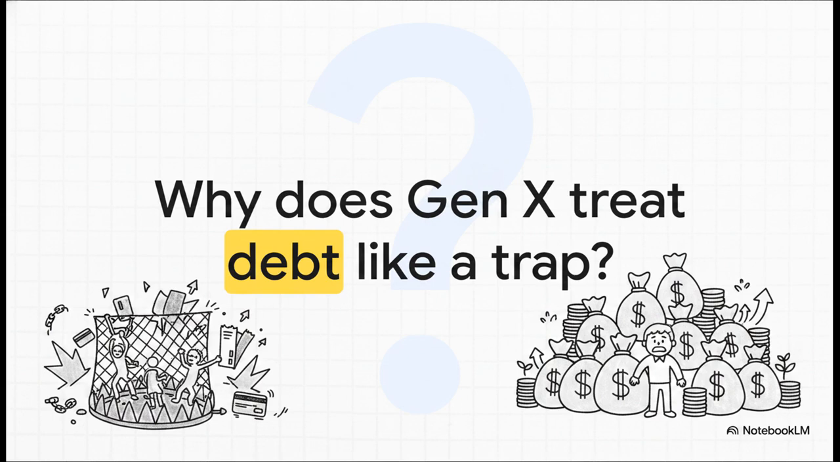So let me pose a question to the class. Why do Gen Xers treat debt like a trap and stockpile cash like doomsday is literally next week? It's a fascinating paradox. We have this entire generation born roughly between 1965 and 1980 that is deeply suspicious of the whole concept of financial security, yet incredibly allergic to credit card debt. Why is that? What makes an entire demographic tick financially? And what can we learn from their anxieties?